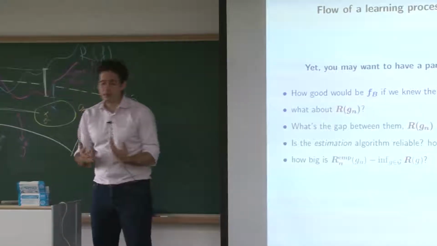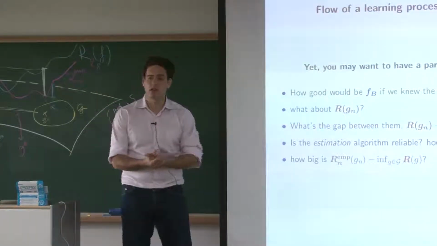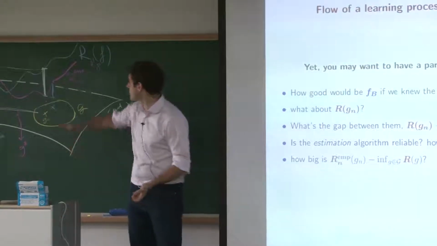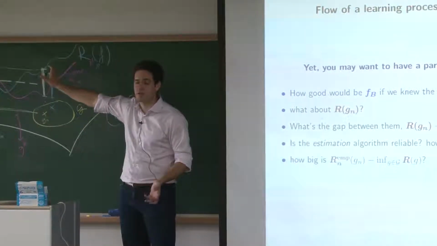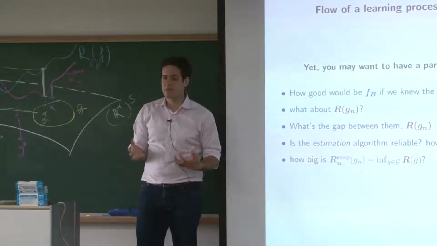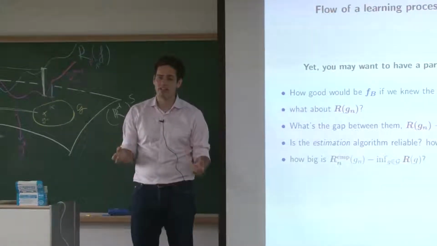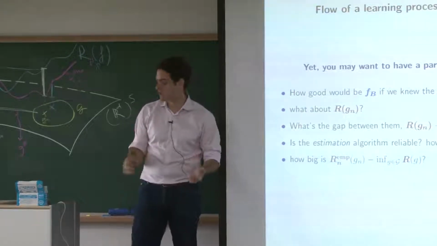So there are many questions that we might want to have an answer to when we do this. Because we're blind and we don't know any of those informations, doesn't mean that we cannot try at least to have a small guess. And this is the idea of statistical learning theory.